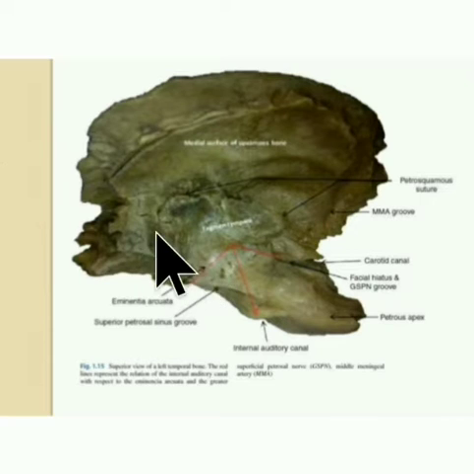This is the anterior surface, and this surface is smooth and forms a part of the middle cranial fossa. Laterally it fuses with the squamous part of the temporal bone and forms the petrosquamous suture.